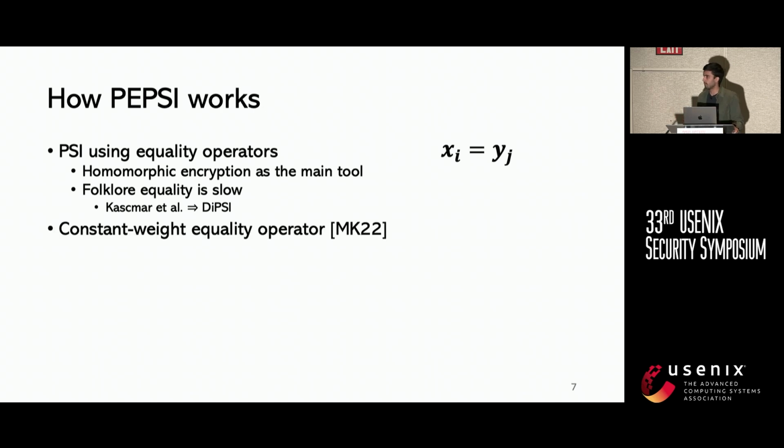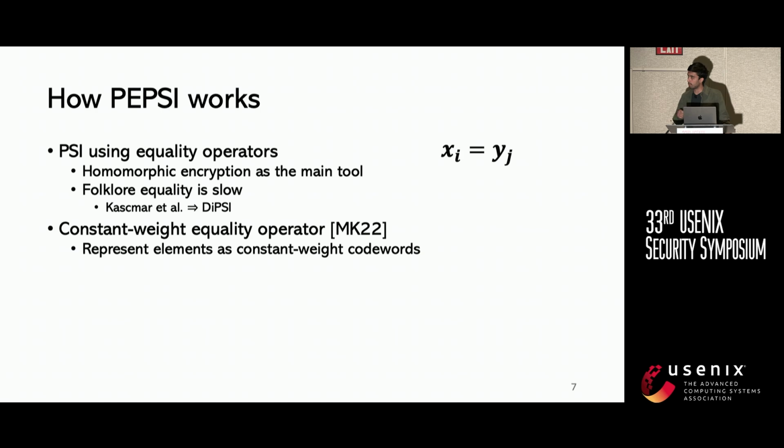So instead we resort to a better equality operator for homomorphic encryption, which is the constant weight equality operator that we worked on 2 years ago, represented here at USENIX. So the gist of it, without going into too much of the details, is that we'll be representing the numbers in a specific format as constant weight binary strings. And by constant weight, I mean that the number of ones in each code word is fixed to a parameter h.